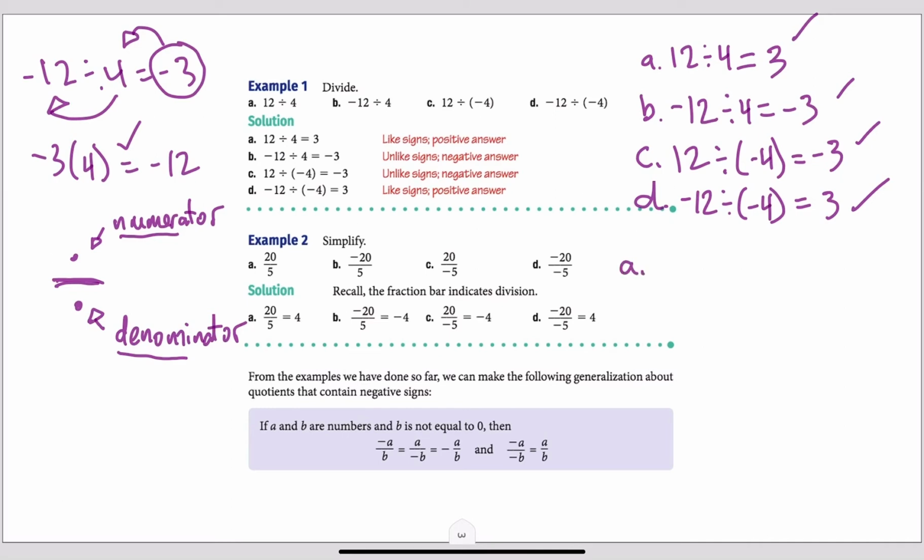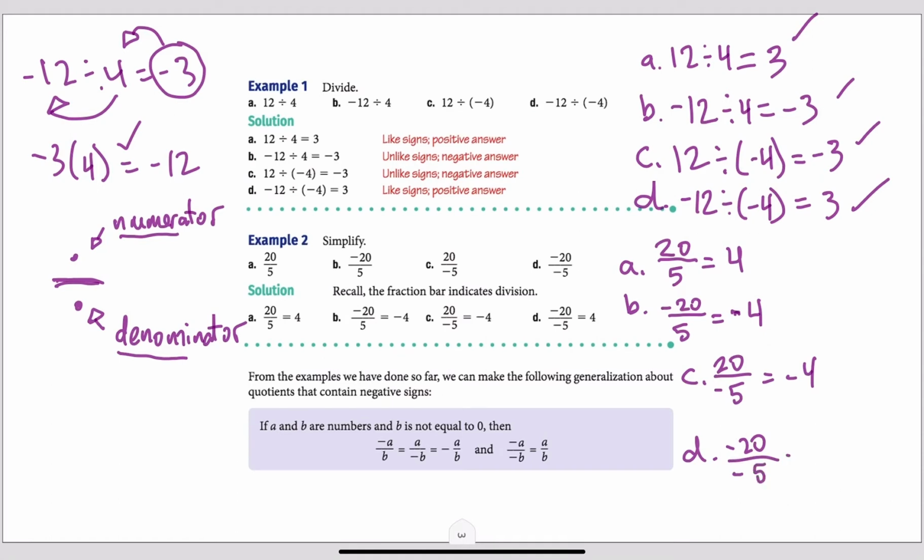Let's start with A, 20 over 5. Now 20 over 5 means 20 divided by 5. 20 divided by 5 is 4. What about negative 20 over 5? Negative 20 over 5 is negative 4. Remember that fraction bar is just division waiting to happen. All right, C. How about 20 over negative 5? The signs are different, so I'm going to end up with the difference sign, and now I can divide the absolute values of the numbers. 20 divided by 5 is 4. And D, negative 20 over negative 5. A negative divided by a negative is positive because the signs are the same, and 20 divided by 5 is 4.